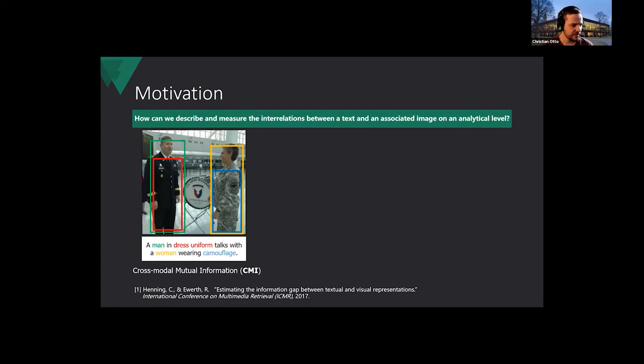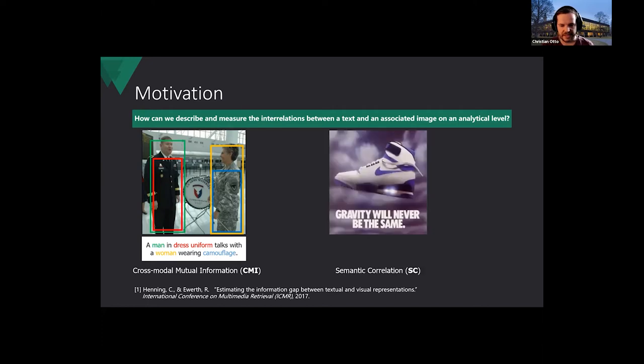But as you can also imagine, this is not the entire truth. So there is more to the interrelation between image and text. And there are samples that you can find that are a little bit more sophisticated, like this example here. You have a shoe and also a text that says gravity will never be the same. Without some basic level of intelligence and also contextual knowledge, it would be hard to relate these words with the image. And this connection between the modalities, they described in this publication as a semantic correlation.